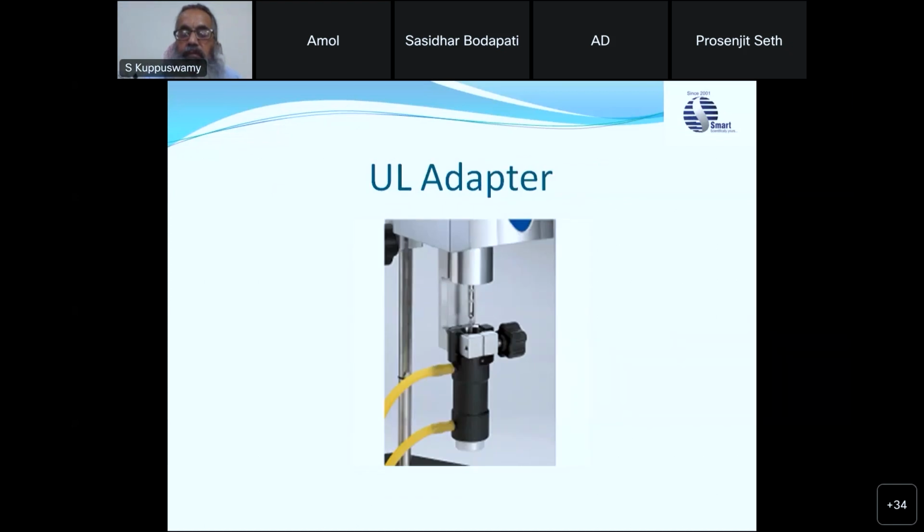And this is how the ultra low adapter looks. The black one is a jacket, and inside that there is a sample holder, and the spindle is immersed in the sample holder and attached to the viscometer shaft. And the tubings in yellow color are from the water bath, the recirculatory bath. One is inlet and the other is outlet. So that is how the sample temperature is constantly maintained while measuring the viscosity of the sample.